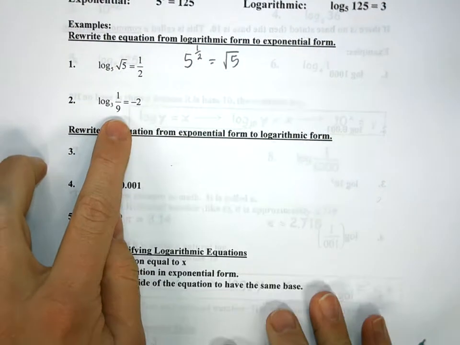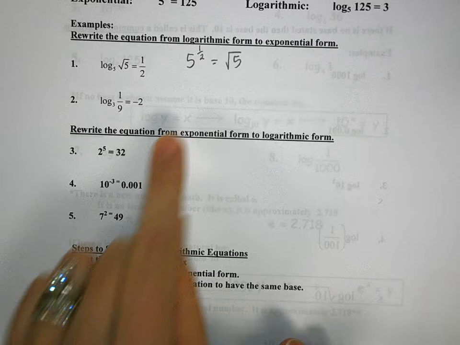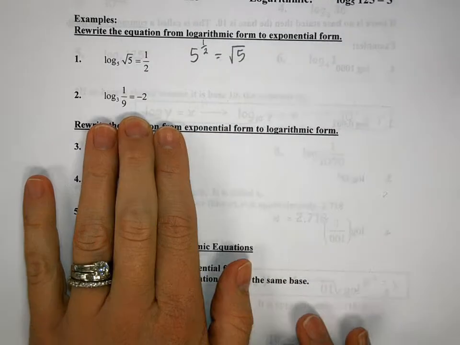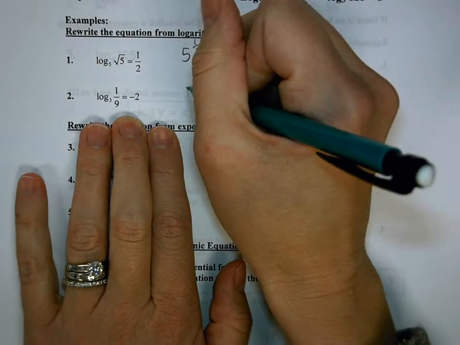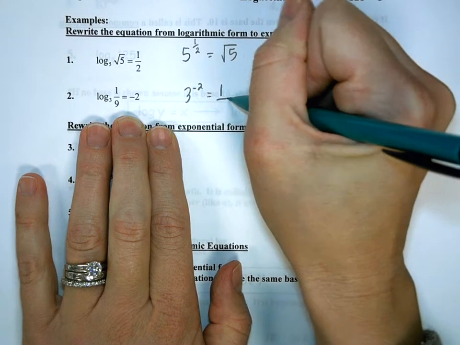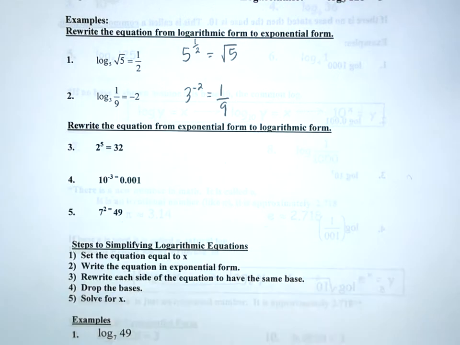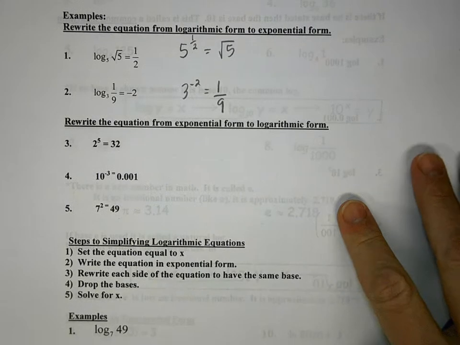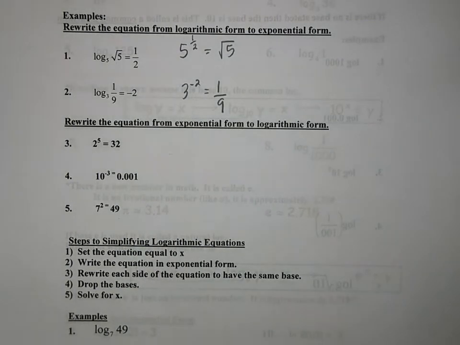Okay, example 2. Austin, how do you write this one in exponential form? 3 to the negative second power. Perfect. Good job. Courtney, did you have a question? No, I got it.